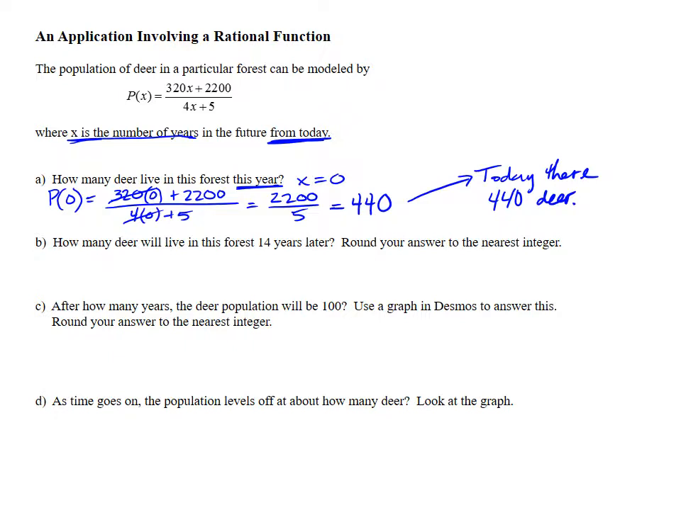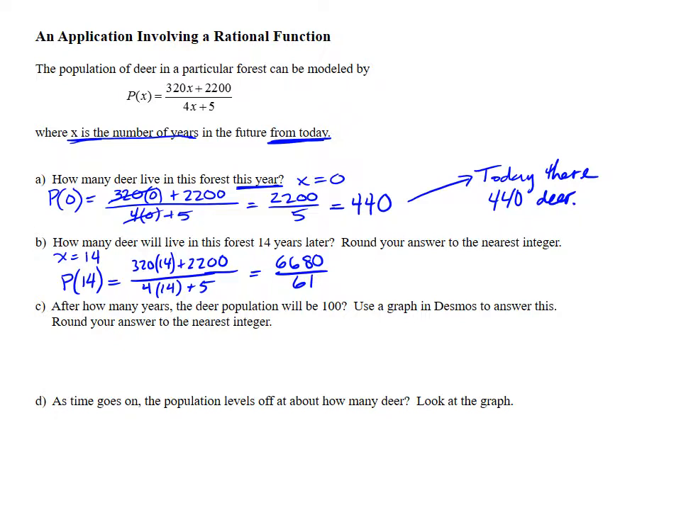How many deer will live in the forest 14 years later? So 14 years from today would be x equals 14. So we just do a similar process, but put 14 into the function instead of 0. So (320 times 14 plus 2,200) all over (4 times 14 plus 5). Calculating, feel free again to use your calculator if you want. 6,680 in the top. Remember to calculate numerator and denominator separately. And then 4 times 14 plus 5 would give us 61 in the denominator.